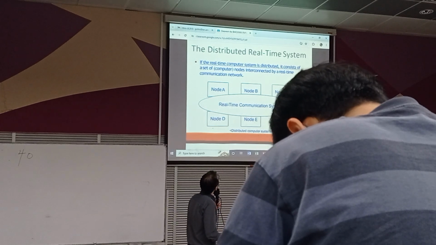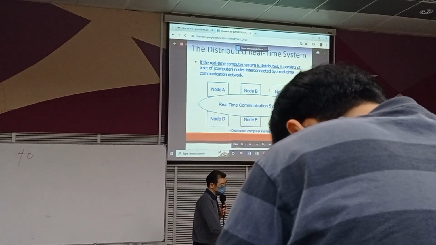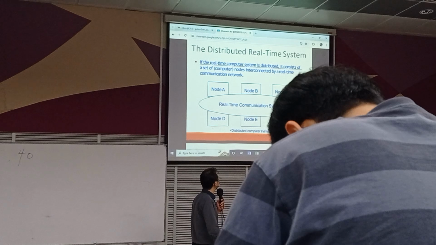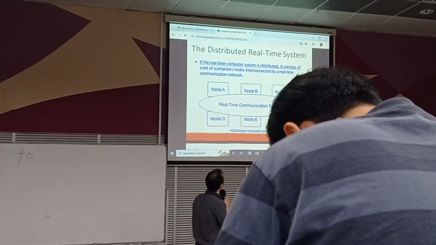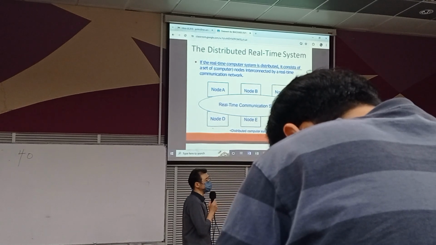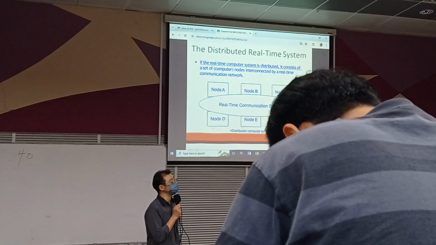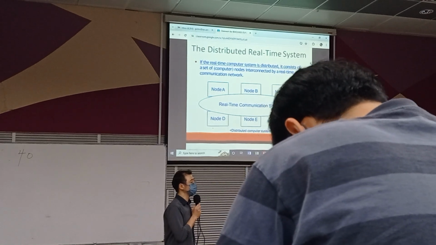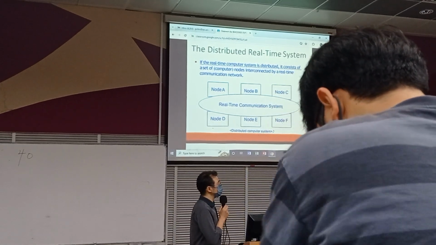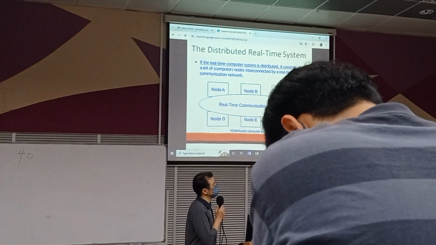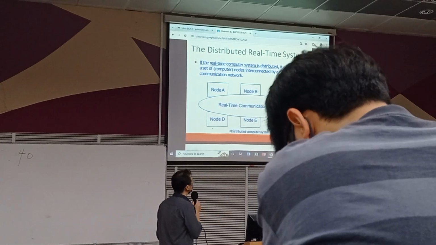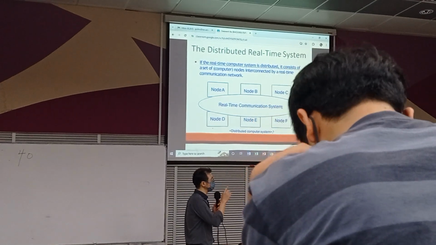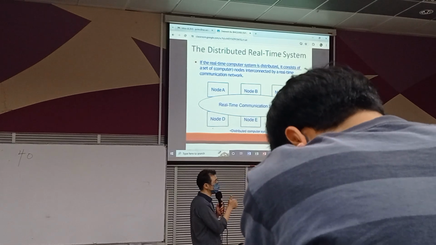Right, I will not go into this because I mentioned this multiple times. This is just to show you that you have multiple nodes here, and then you have a real-time communication system. In a car, we don't use Ethernet. We use something similar to Ethernet. It's called CAN. Okay, CAN. I'm not sure what it stands for, but the protocol is similar to Ethernet. Okay, it's slightly slower, but it has priority.